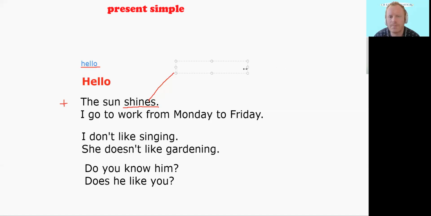If it's the third person singular, then we add letter S at the end of the verb, and if it's other subject, then we don't add anything. We just use the main form of the verb, we use the infinitive without to. Good. It's basically the infinitive, isn't it? Sometimes called the base. We can call it like that, the infinitive plus S.